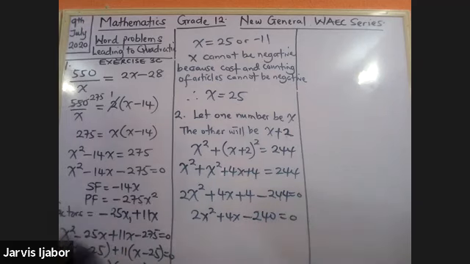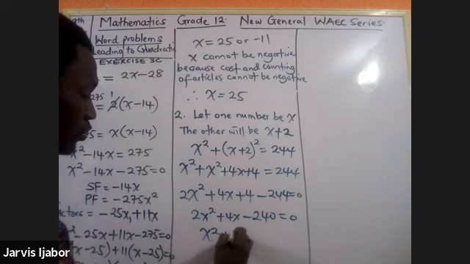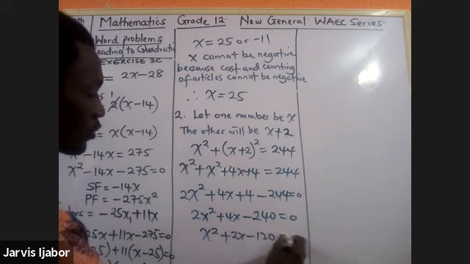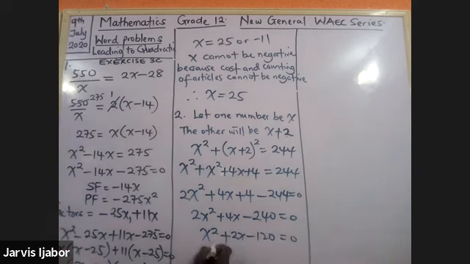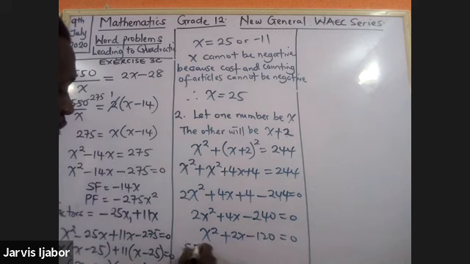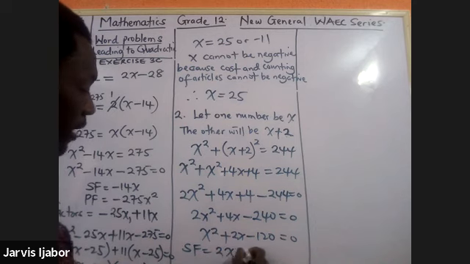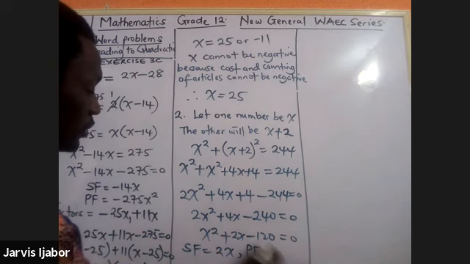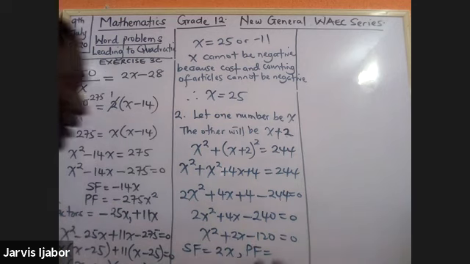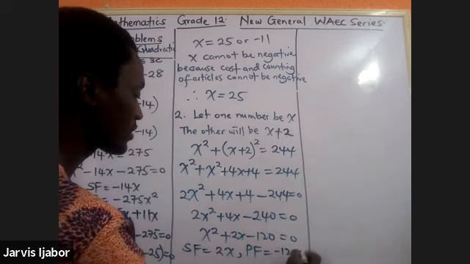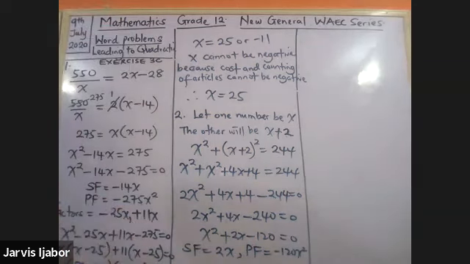So what is this? I divide through by 2, since they are all even numbers, and I'll have x squared plus 2x minus 120 equal to 0. At this point, you get your sum of factors, in this case 2x, and then your product of factors, which is minus 120x squared. I'm only doing this because of want of space.